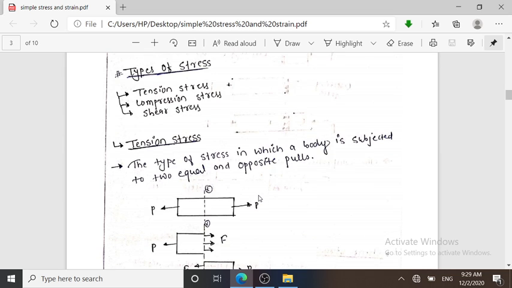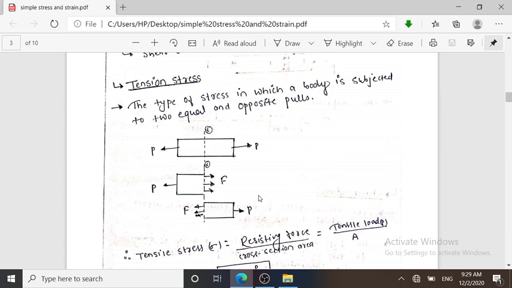चलिए बात करते हैं टाइप्स ऑफ स्ट्रेस. Now we will talk about what are the types of stress. Now there are three types of stress: tensile stress, compressive stress, and the shear stress. Now here the term to be understood is tensile stress. It is very familiar to our day-to-day life.